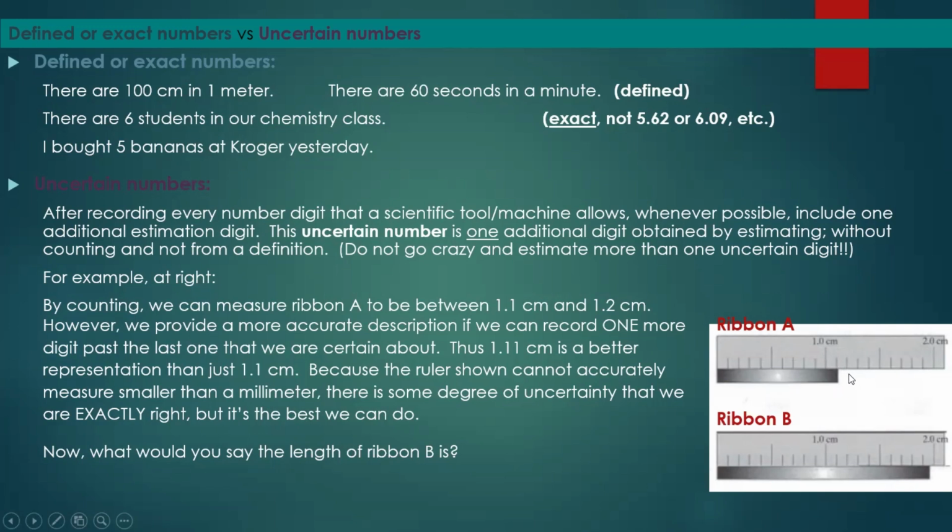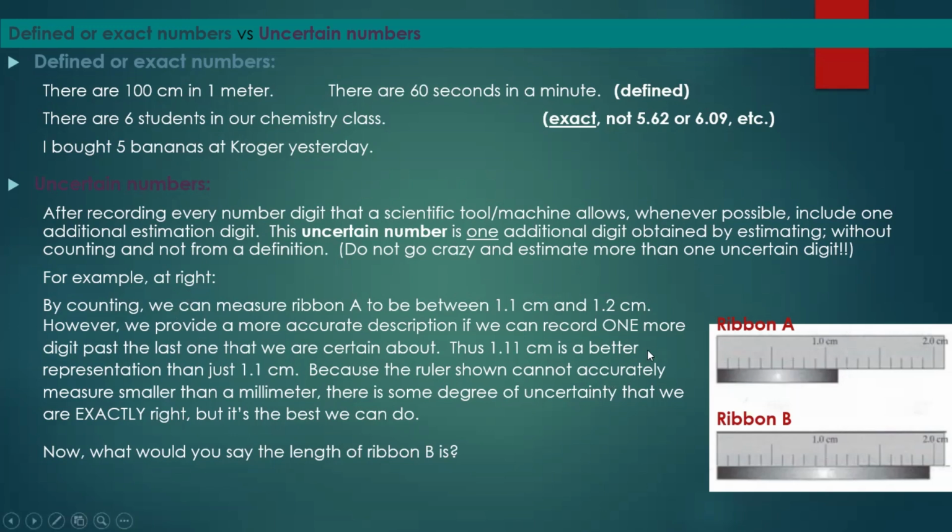So it's not exactly 1 millimeter past there. It looks like a little hair past there. So that is the number that we're not certain about. So this uncertain number is 1 additional digit that we can obtain by estimating. There's not marks on whatever machine or tool that allows us to count. We just kind of have to eyeball it and estimate the best we can. Now, when I say estimate, don't go crazy and think that that's 1.12492. We're just going to estimate one number, not a whole string of numbers, one number.